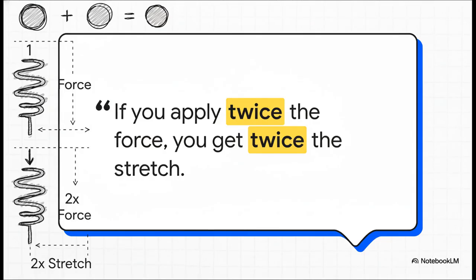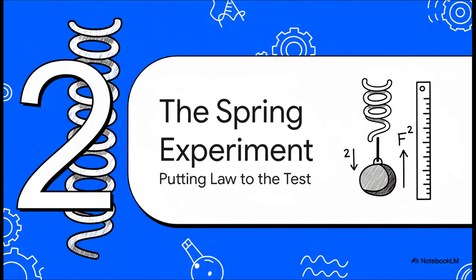All directly proportional means is that there's a perfect, predictable connection. You put twice the force on it, you get exactly twice the stretch. You use 3 times the force, you get 3 times the stretch. It's a perfect one-to-one relationship. It's that reliable. Okay, so the theory sounds good, right?